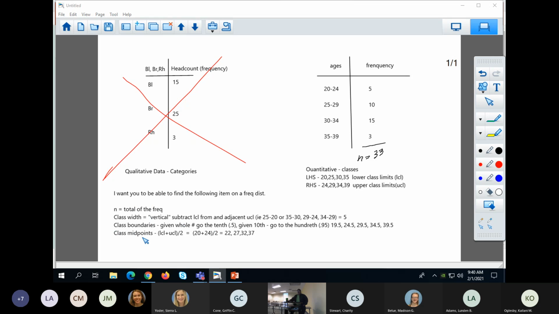I want you to be able to find that. Now, which one is the one that you use in calculations? The midpoints. The midpoint is what you use in a calculation because you can't do 20 to 24 in a calculation. So therefore, you use the midpoint and the frequency to find calculations in the future. All right, somebody tell me if you got a question.